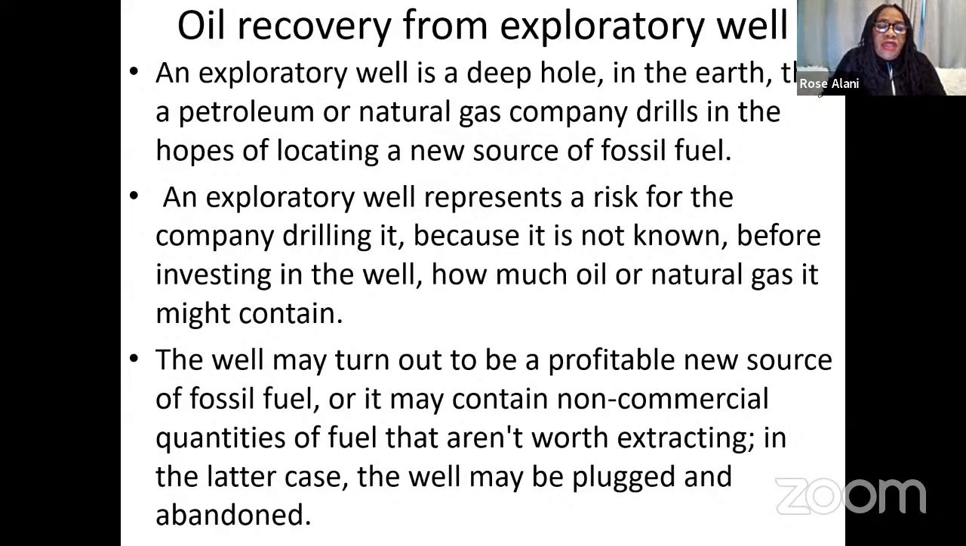So the well may turn out to be a profitable new source of fossil fuel, or it may contain non-commercial quantities of fuel that are not worthy of extracting. In the latter case, if the well has non-commercial quantities, then the only option is to plug it and abandon it, because there's no need of going ahead and you cannot really get something. And that will mean a lot of losses in even trying to drill the well in the first place.